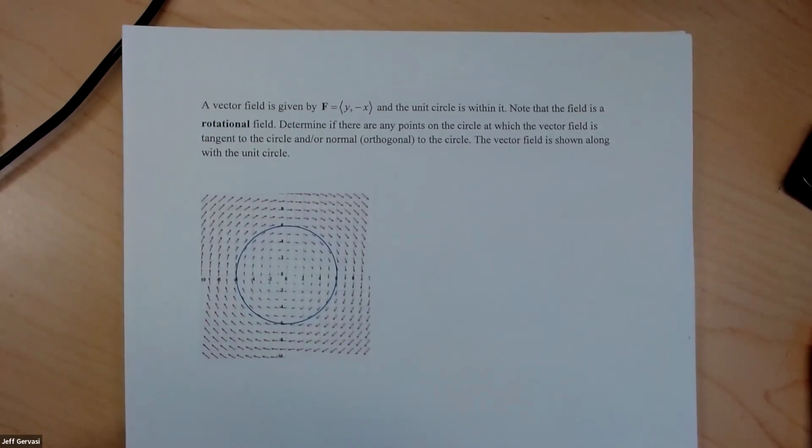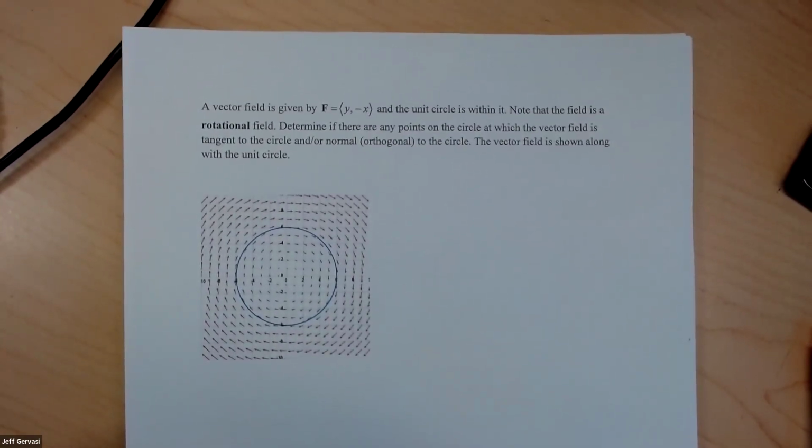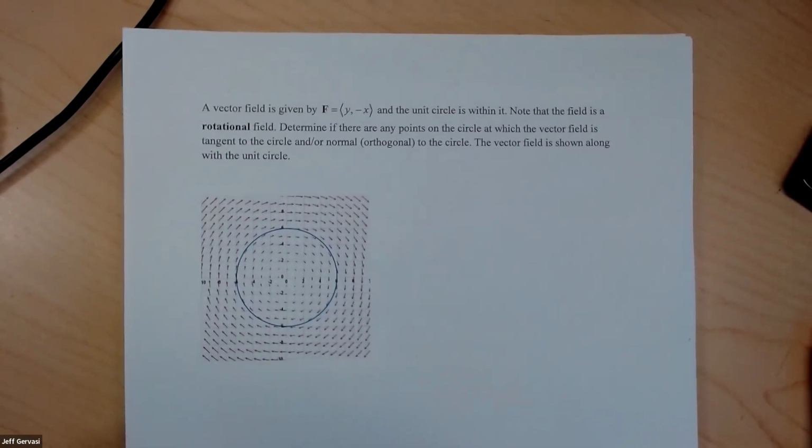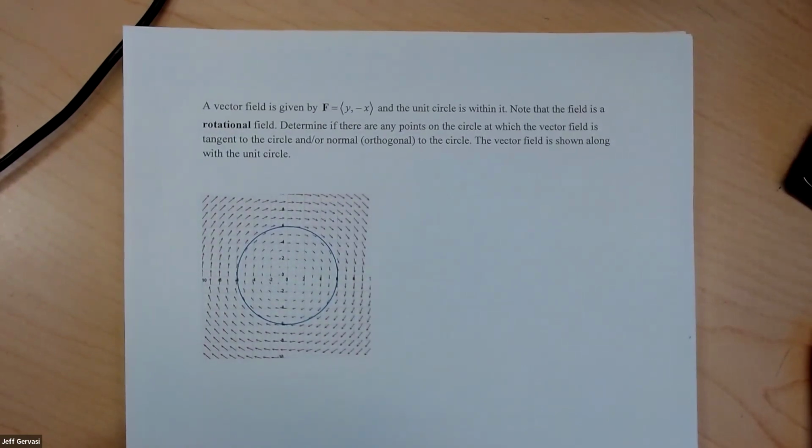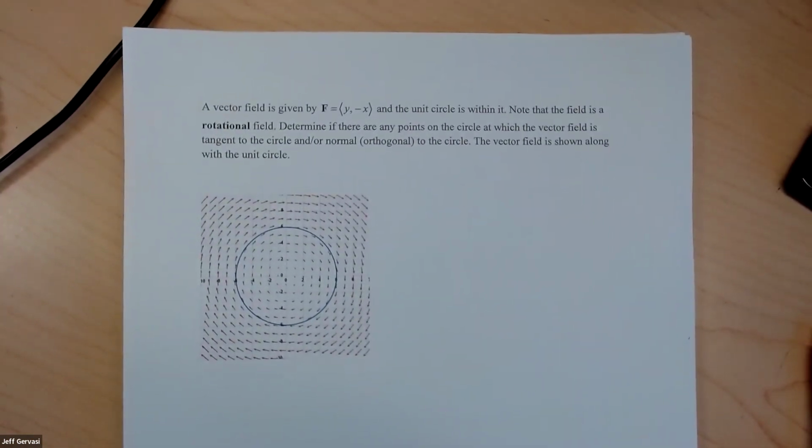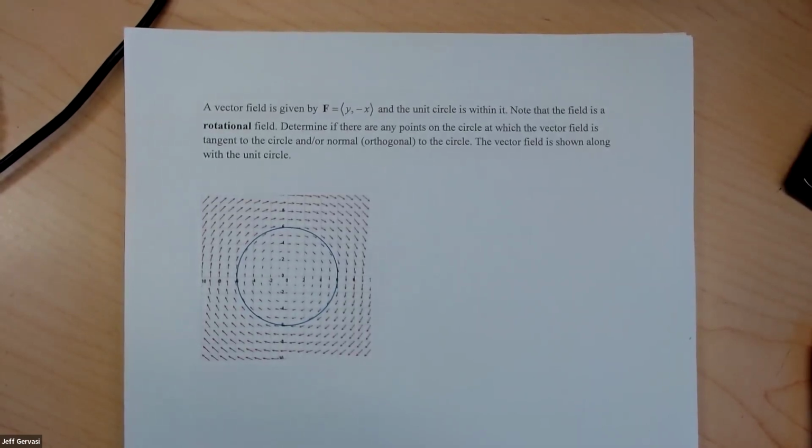So here we have a vector. This is a rotation field. The vector field is given, its components are y and negative x. Notice that the unit circle is placed within it. Note also that the field is a rotational field, which we said. Determine if there are any points on the circle at which the vector field is tangent to the circle or normal to the circle.